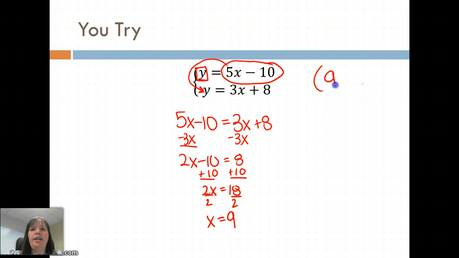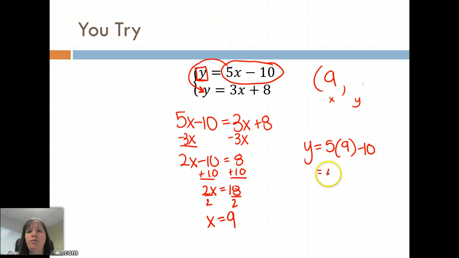So my point would be 9, comma. If I plug it in, and I'm just going to go for the first equation. Oh, sorry. Oh yeah, that was right. X and the y. 5 times 9 and then minus 10. So 45 minus 10. Y would equal 35. So 9, comma, 35 would be the point of intersection. So we've seen just the basic idea of substitution.